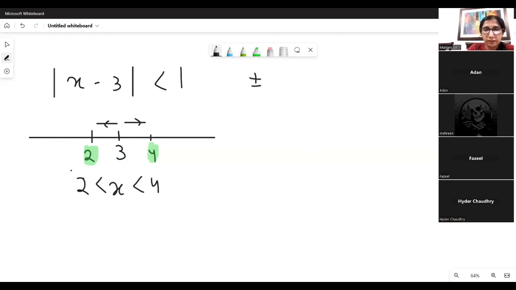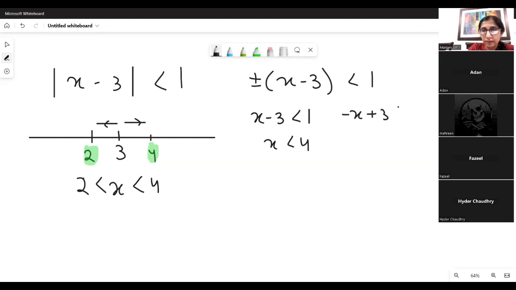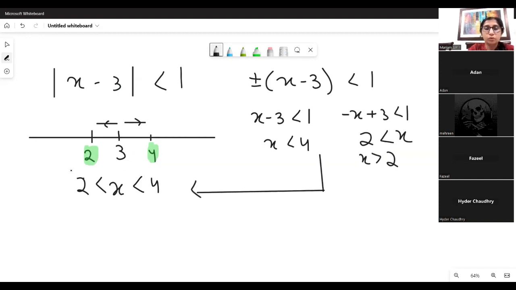Plus minus bracket x minus 3 less than 1, sorry, not modulus. So x minus 3 is less than 1, gives x is less than 4, and minus x plus 3 less than 1 gives 2 less than x, that is x is greater than 2. So you combine these together and you write x is greater than 2 but less than 4.